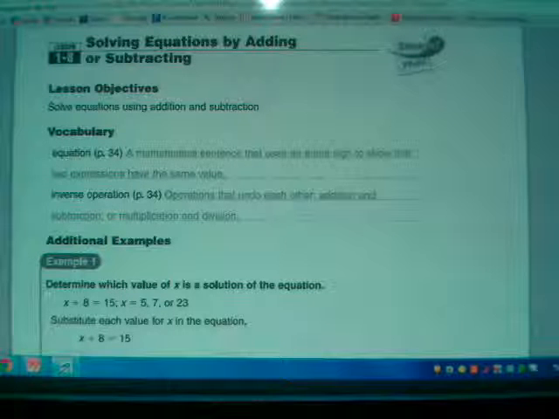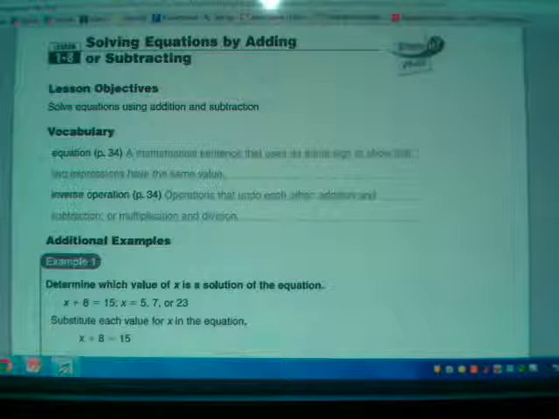This is a video recording of the 8th grade lesson 1-8 in the Holt textbook entitled Solving Equations by Adding or Subtracting. Our objective here today is to be able to solve equations using addition and subtraction. So our definitions are as follows.